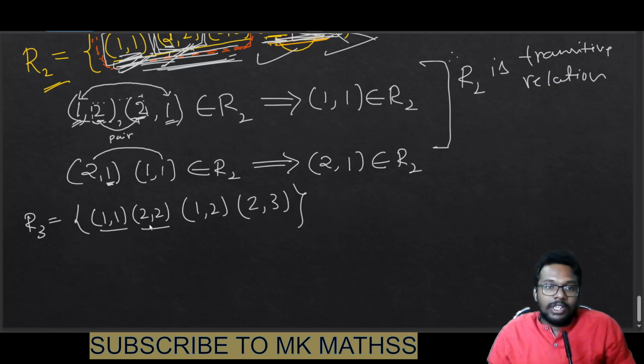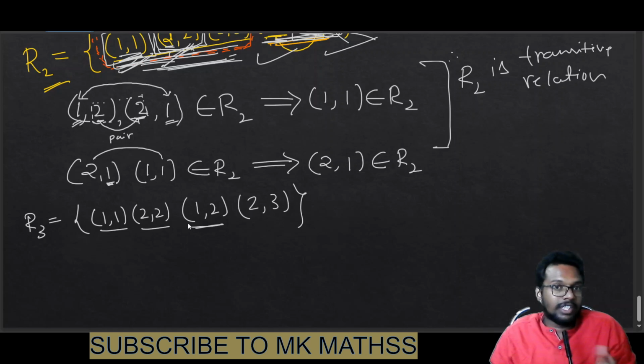When it comes to symmetric, if we reverse (1,1) we get (1,1) itself. If we reverse (2,2), we get (2,2) itself. If we reverse (1,2), then (2,1) is not present in R3, so we can say this R3 is not a symmetric relation. Finding reflexive and symmetric is very easy, but for transitive, we have to verify each and every ordered pair against the definition.